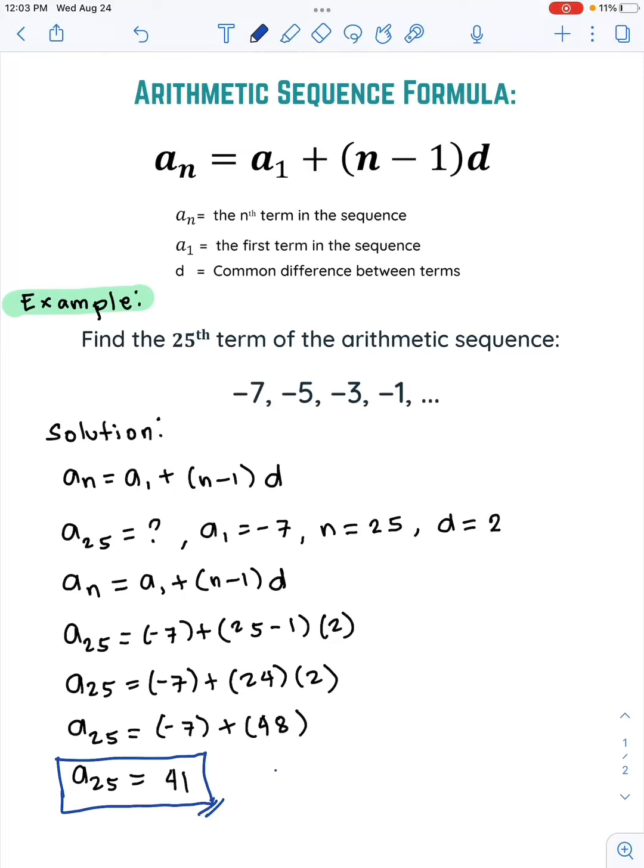Lagyan lang natin ng conclusion. Therefore, the 25th term of the sequence is equal to 41.